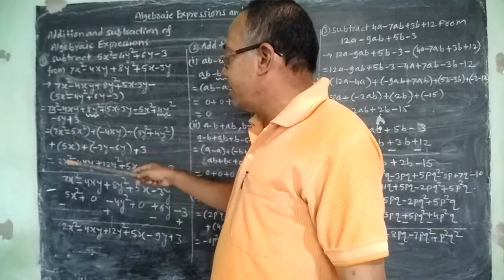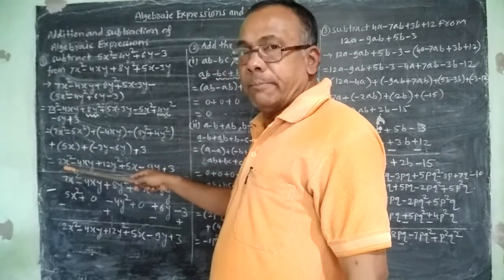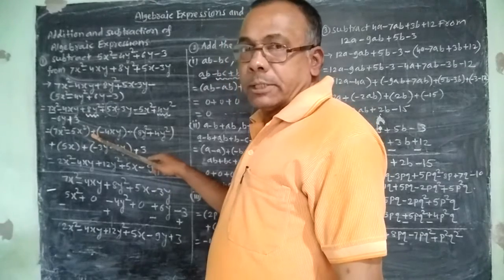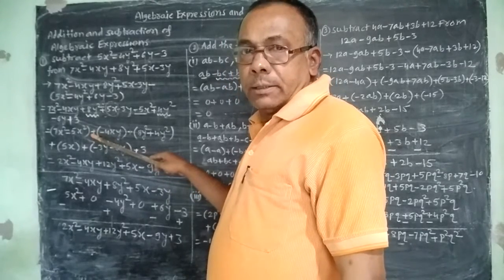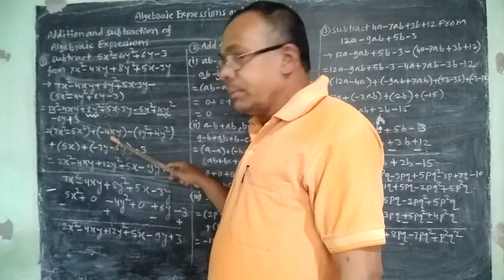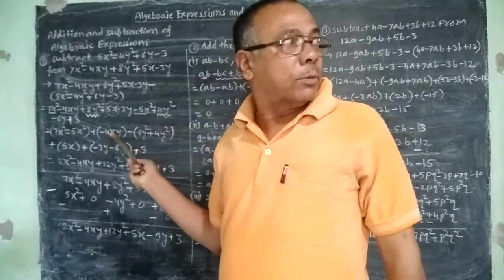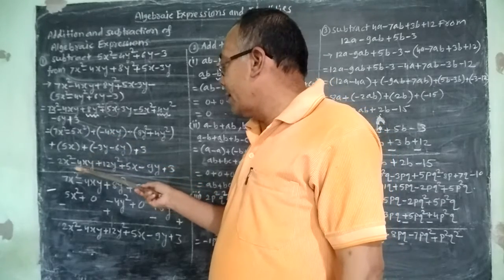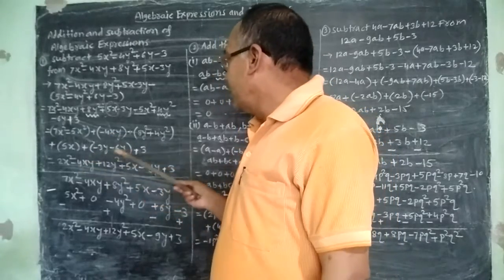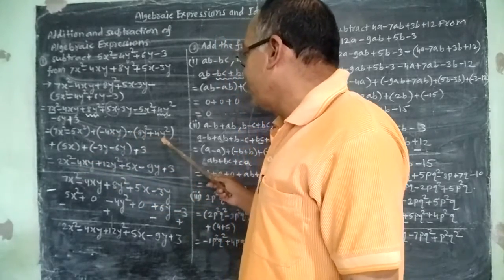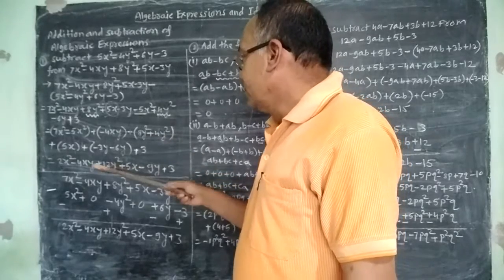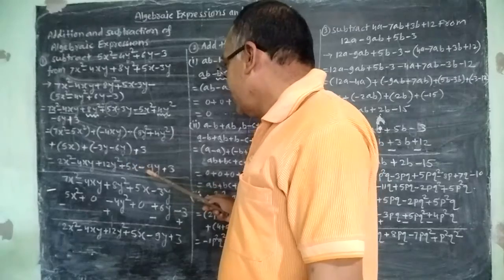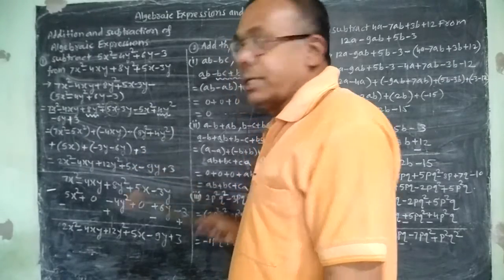Now 7x square minus 5x square, it will be 2x square. Since there is plus sign outside the bracket, the sign of the term will not get changed, and so I will write here minus 4xy. Then 8y square plus 4y square means 12y square, plus 5x as it is, minus 3y and minus 6y, that is equal to minus 9y and plus 3.